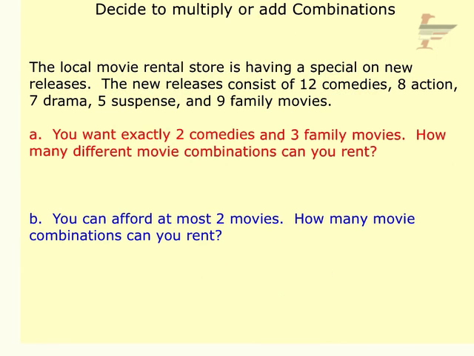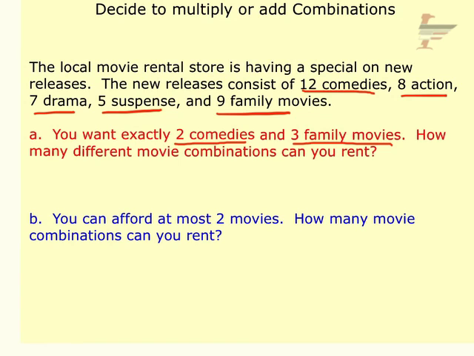Okay, so the concept of combinations isn't too bad, but now you're going to have some tricky problems within it. Here it says the local movie theater rental store is having a special on new releases. The new releases consist of 12 comedies, 8 action, 7 drama, 5 suspense, and 9 family movies. Part A says you want exactly 2 comedies and 3 family movies. How many different movie combinations can you rent?